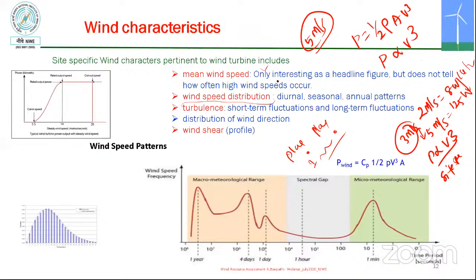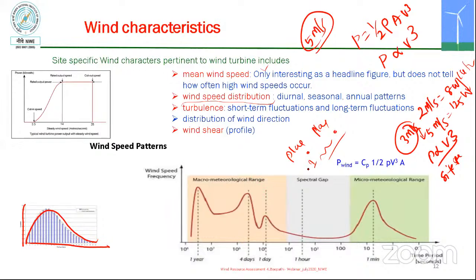speed distribution, how the wind is distributed in a year, how the wind is distributed frequently. This is called a frequency distribution. This is the wind speed distribution, right? And here you can see the wind speed frequency.